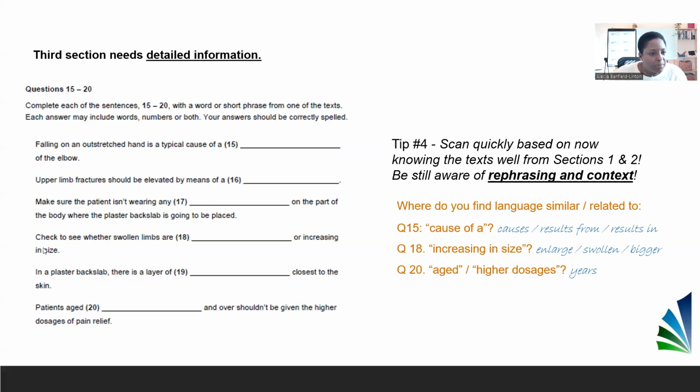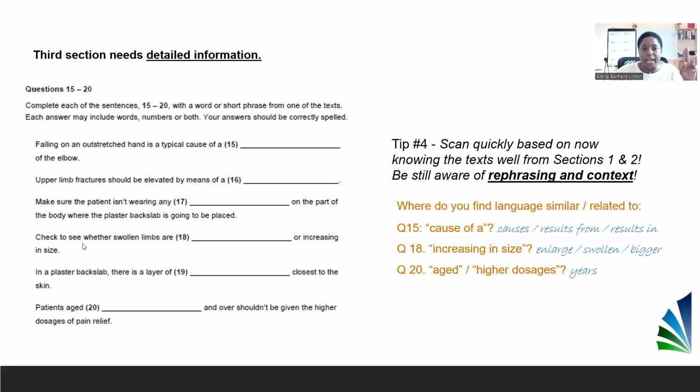Question 18, coming down here. Increasing in size. Again, what language could mean the same as increasing in size? Enlarge, swollen, bigger or get bigger. As soon as you see increasing in size, that's what you think about. What's the context? Check to see whether swollen limbs are something or increasing in size. Check to see.